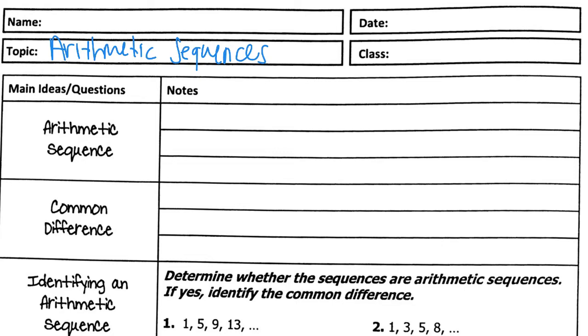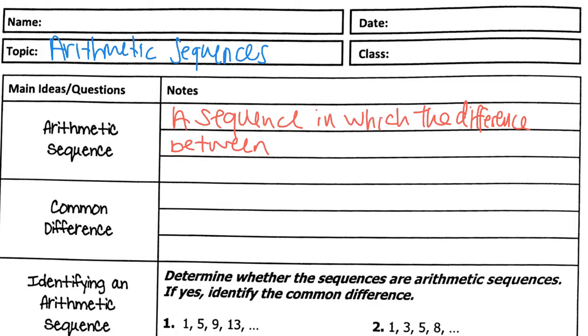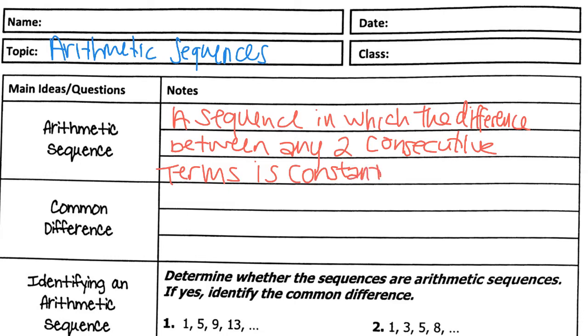So if we have an arithmetic sequence, the definition for that is a sequence in which the difference between any two consecutive terms is constant. So that means it is either increasing by a constant amount or decreasing by a constant amount.